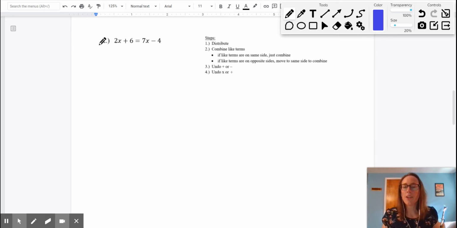Okay, here's number 2. Take a moment and copy that down. You do not need to write the steps again. You already have them in your notes. I just copied and pasted them so you could see them as we work.